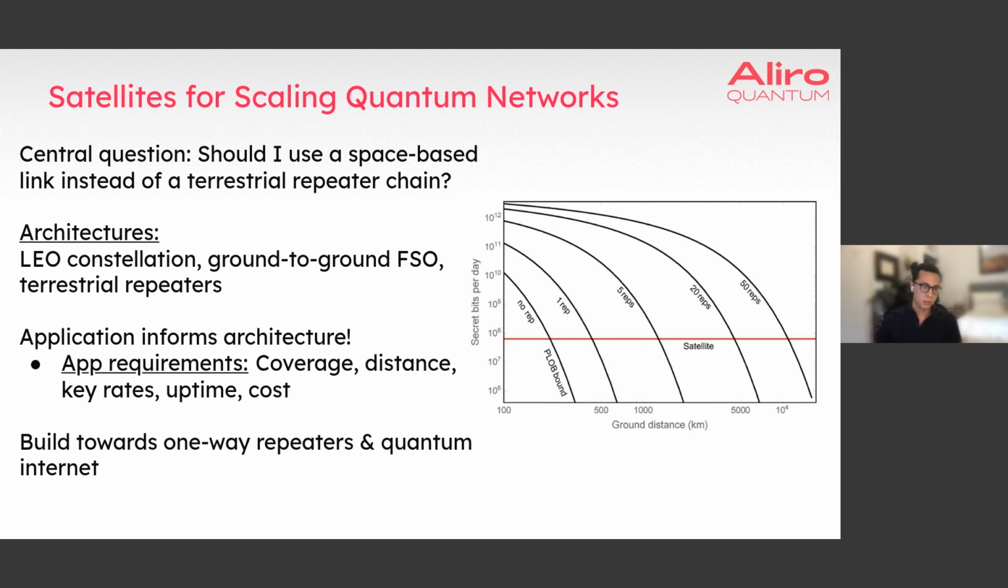But we want to build scalably. We want to build towards this end vision of a global quantum internet. We need to be prepared for advancements in technology, for example, one-way repeaters. So we need to build these systems with not only the application in mind, but also what we can expect from technological development in the coming years.